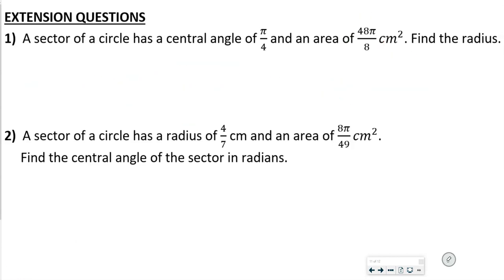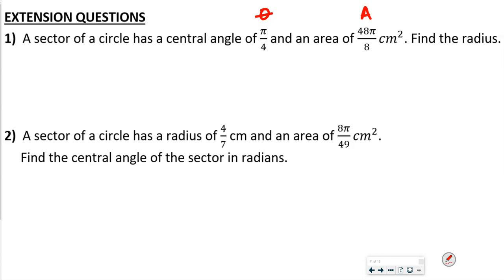So I'm going to figure out what theta is. This is a sector of the circle has a central angle of pi over 4. So this is equal to our theta right there. And then it says an area of 48 pi over 8. So this is our area, okay?